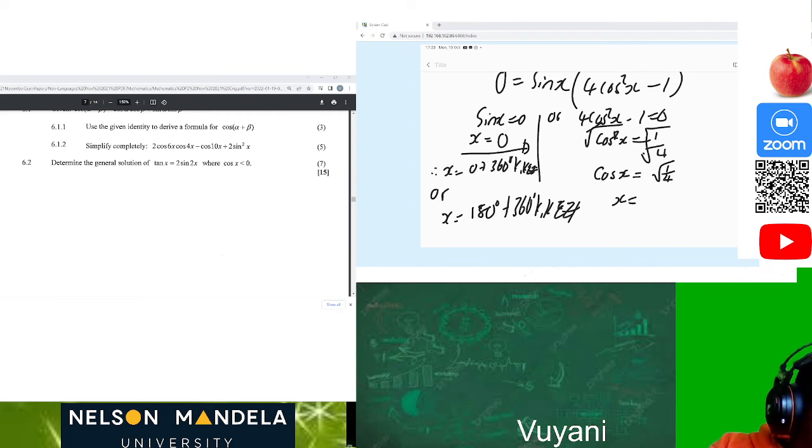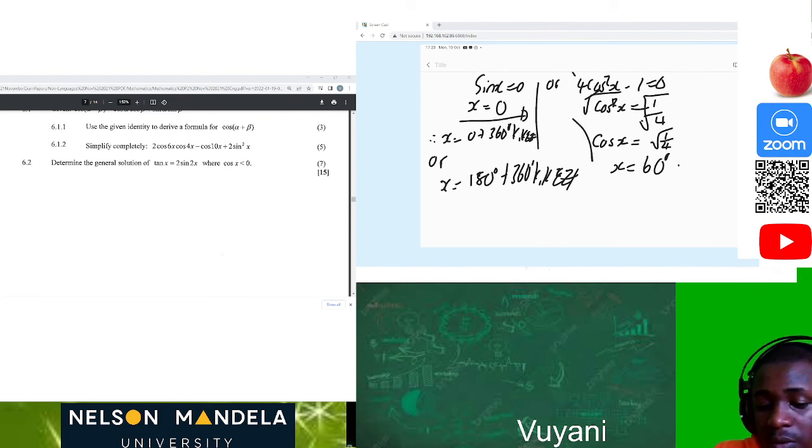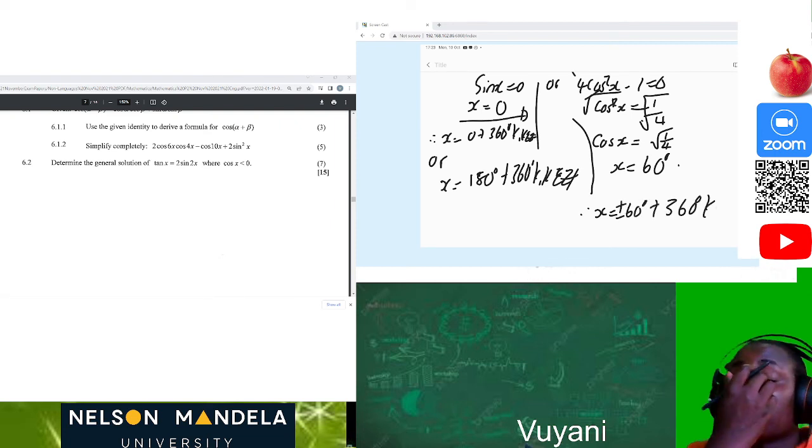Using my calculator, 0.25. Using my calculator, see the answer. Then I got my x, which is equal to 60 degrees. From that, we can write that x will be equal to 60 degrees plus or minus 360 degrees of k.